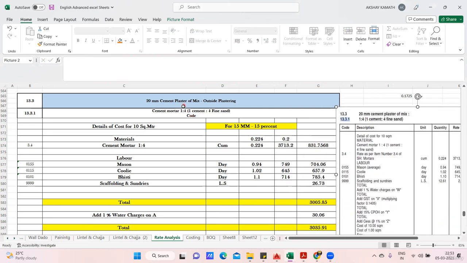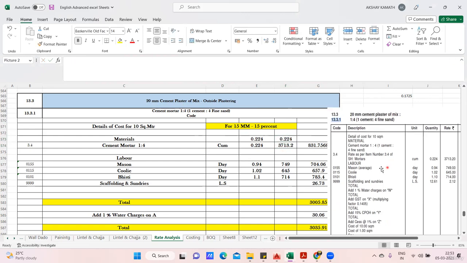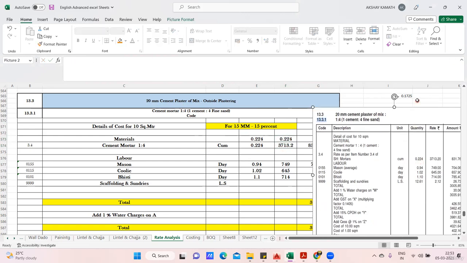So for a 20 mm plastering, you are allowed to do a 12 mm wastage. So I'll put 1.12. If I multiply this by 1.12, I'm getting 0.224. That is how 0.224 has come into existence.